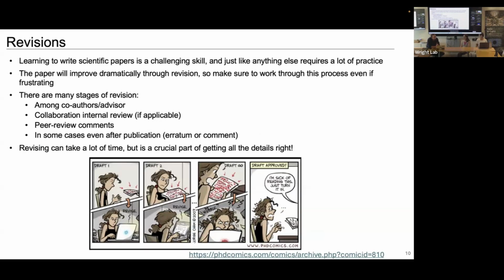And then last but not least, revisions are super important. You're never going to write a perfect paper the first time out. There are many stages you review while you're writing it among your co-authors. If you're in a big collaboration, you might have an internal review process. Then you send it to a journal and you get peer-reviewed comments back from an anonymous reviewer. Often they can be extensive and you have to rewrite the paper. And in some cases, even after you publish it, you might have to write an erratum or comment on it if you find something was wrong.